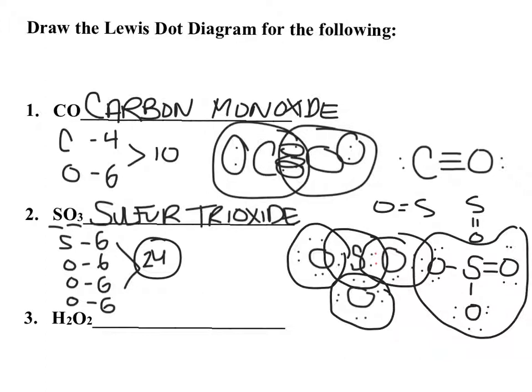If we look at the next one, number 3 here, H2O2, you have 2 hydrogens. So we're going to call that dihydrogen.